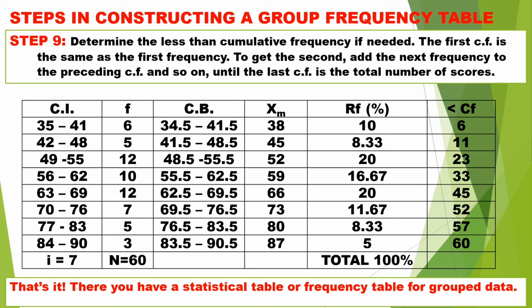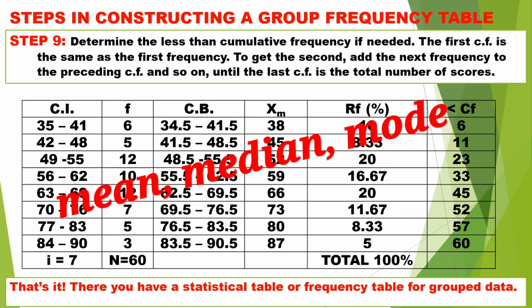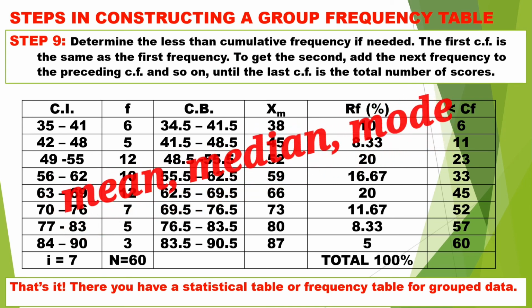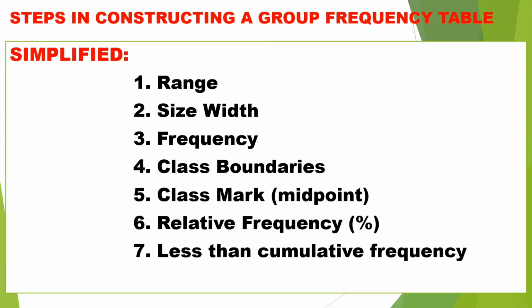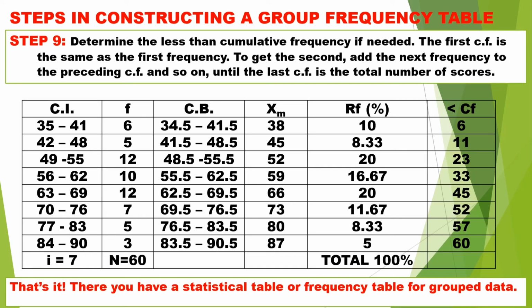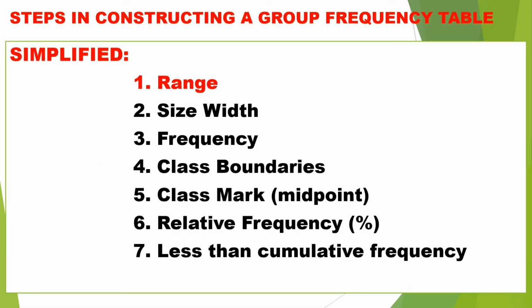This table now is ready for computation of measures of central tendencies like mean, median, and mode, and measures of variability like, for instance, variance, standard deviation, and others. Again, to simplify the steps in constructing a group frequency table, just find the following. Number 1, range. Number 2, class width. Number 3, class frequencies. Number 4, class boundaries. 5, class mark or midpoint. 6, relative frequency or percentages. And number 7, less than cumulative frequency.